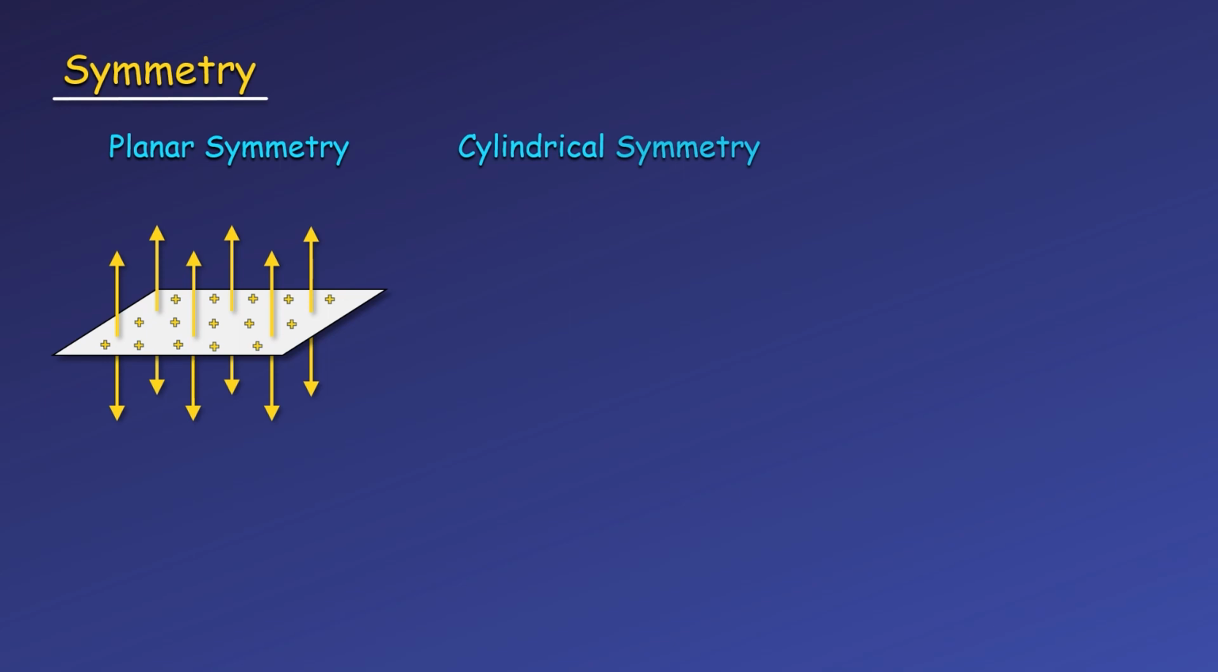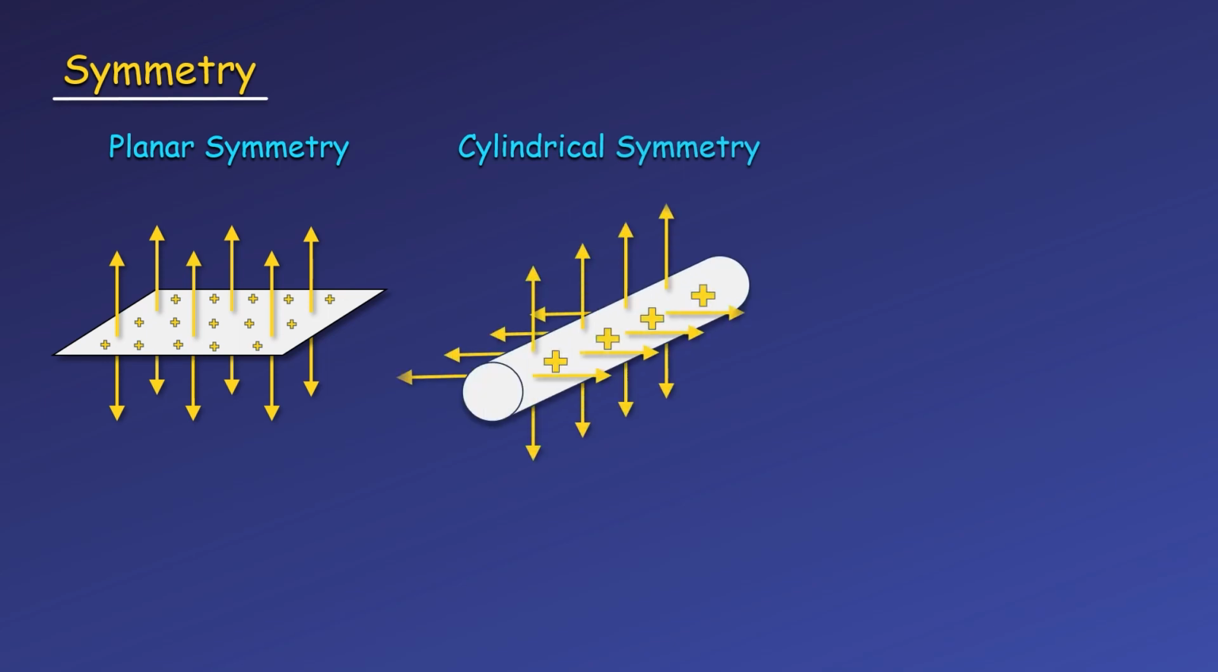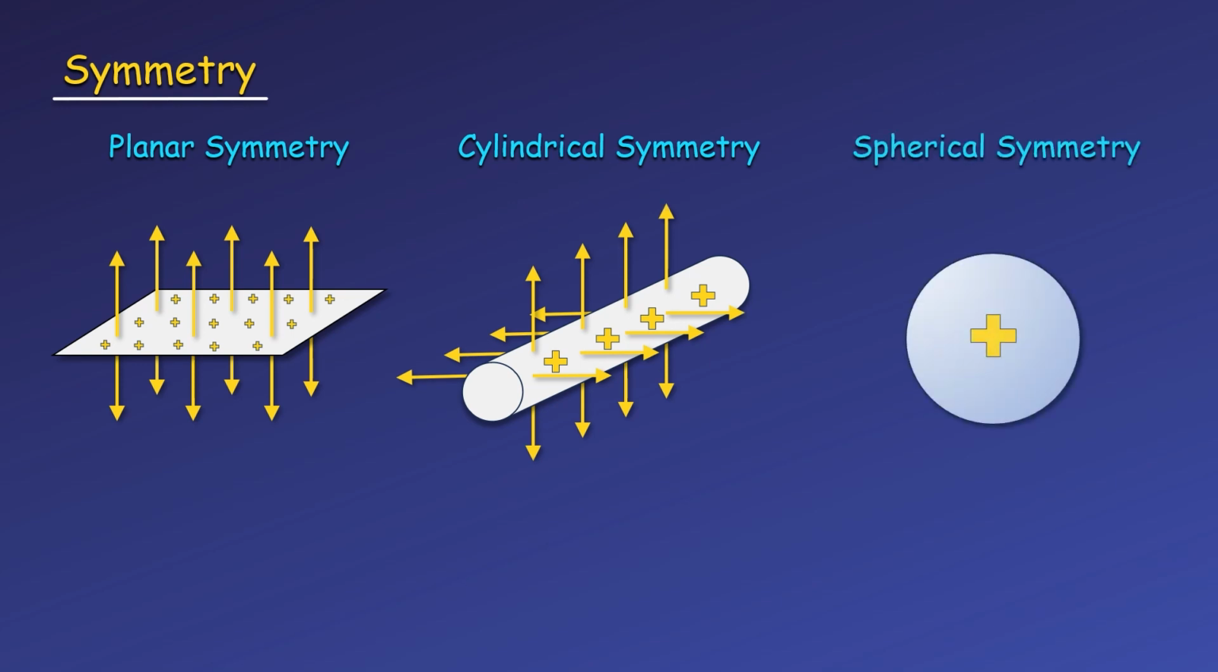For cylindrical symmetry, we can imagine a charged rod or a charged cylinder. The electric field from the rod will move radially outward in all directions around the cylinder. The field will also be the same magnitude in all directions. Finally, there is spherical symmetry. We can imagine a point charge or a metal ball of charge where the electric field again moves radially outward, but now in all directions around the sphere.